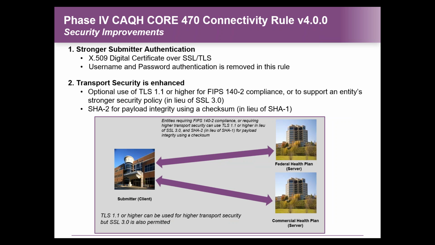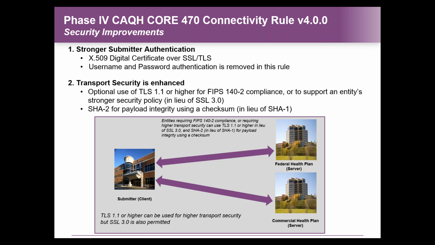Staying on the topic of security improvements from Phase 2 to Phase 4, first we've got the submitter authentication, which has been strengthened by converging on the X509 digital certificate authentication and by removing support for username passwords, which were considered a weaker form of authentication. The transport security has been enhanced with the optional use of TLS version 1.1 or higher, in addition to using SSL v3 or in lieu of SSL v3, especially if your organization needs to be FIPS 142 compliant, or even in the case where your organization needs to support a stronger level of security or has policies that require using a stronger transport level security.